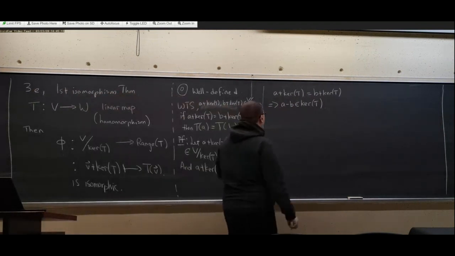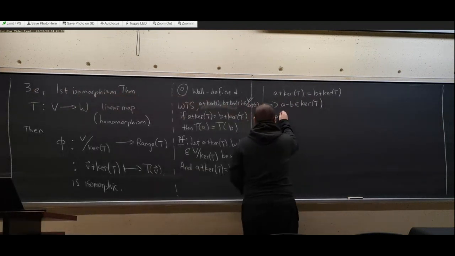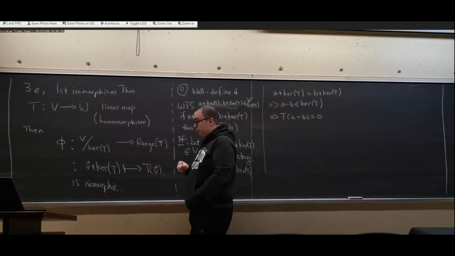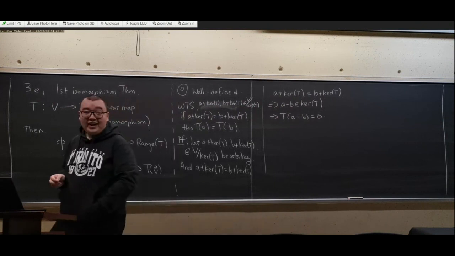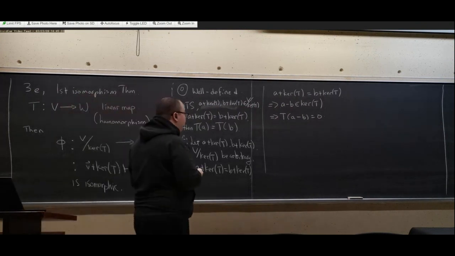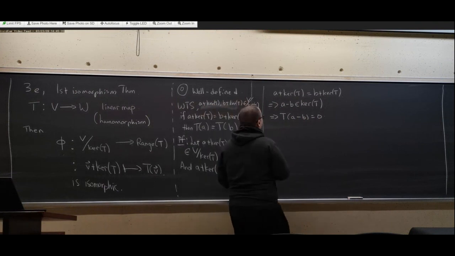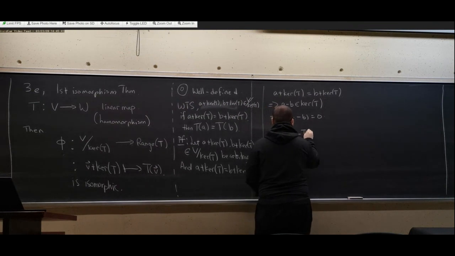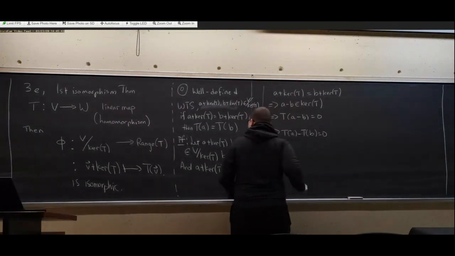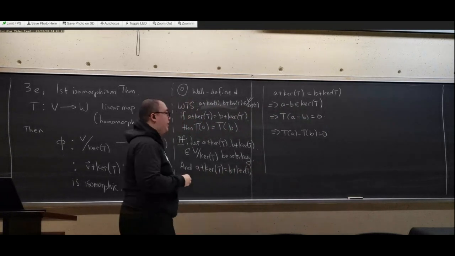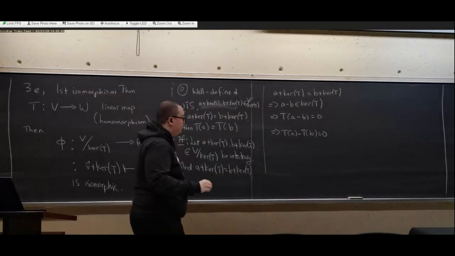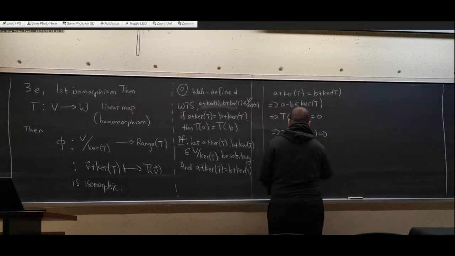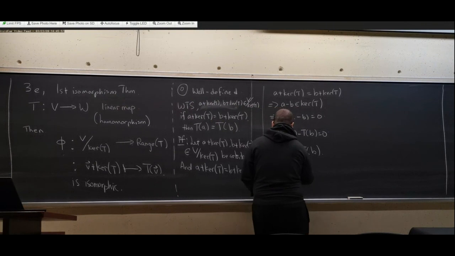Okay. So what does that mean? That means T of A minus B equals to 0 because A minus B is in the kernel, right? And everything in kernel gets mapped to 0. And because T is linear, T of A minus T of B is 0, which implies TA equals to TB. So it is well defined.